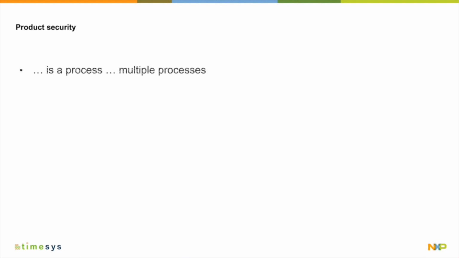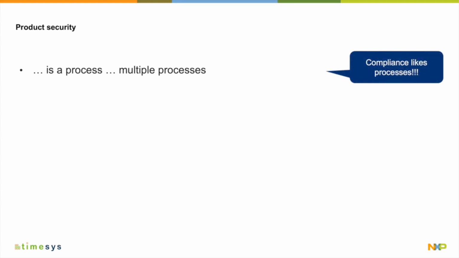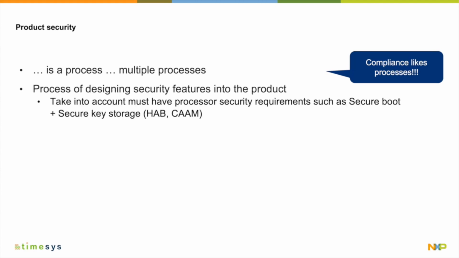So, discussing product security, we need to make a statement that security is not a solution. Security is a process, or as a matter of fact, multiple processes. And when we talk about processes, compliance likes processes, because when you describe how you're going to protect certain things, that's what standards and regulations are calling for. Tell us how you are going to ensure confidentiality of process data, for example. So there are multiple processes.